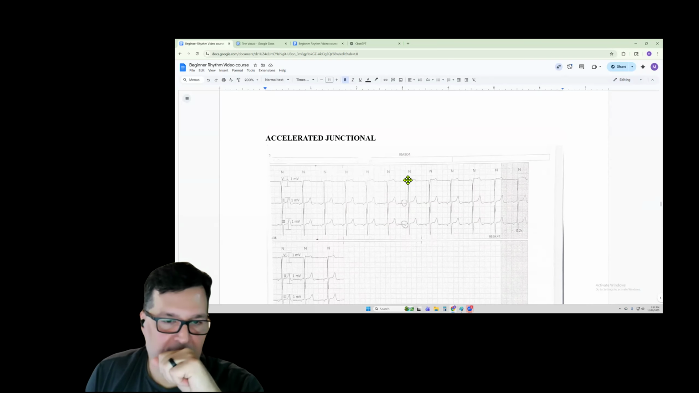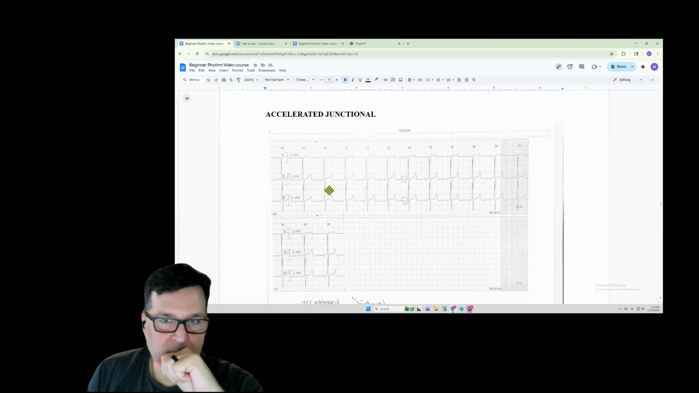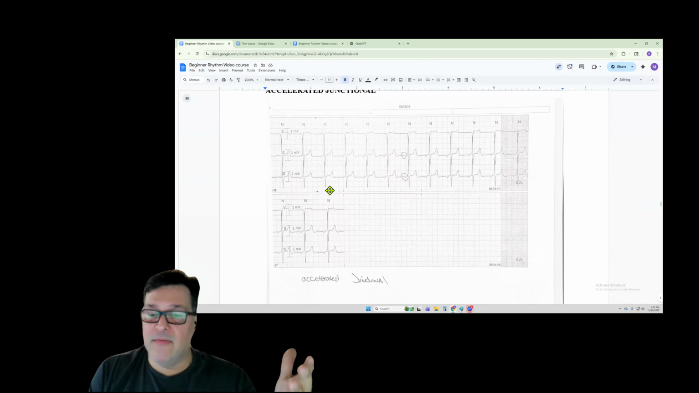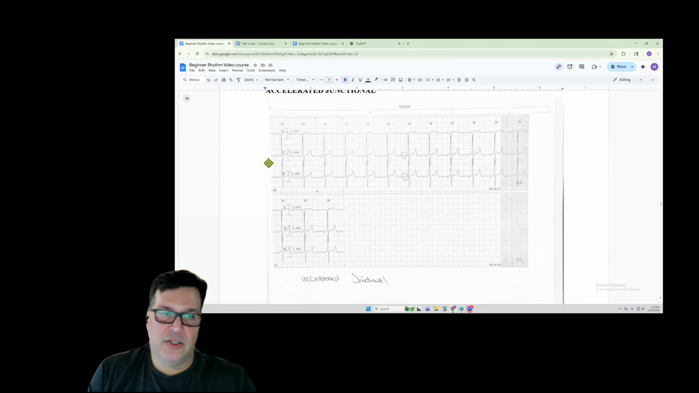All right, here's a better example. The inherent heart rate of the junctional area is between 40 and 60. If it's a little bit faster than 60, it's called accelerated junctional. And you can see where that negative P wave is right there, just before the QRS complex.